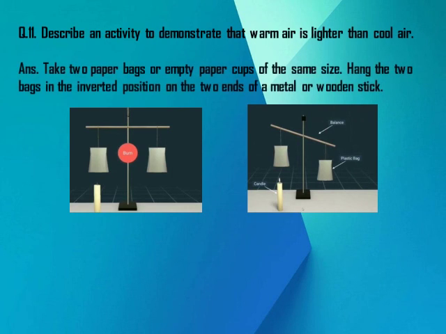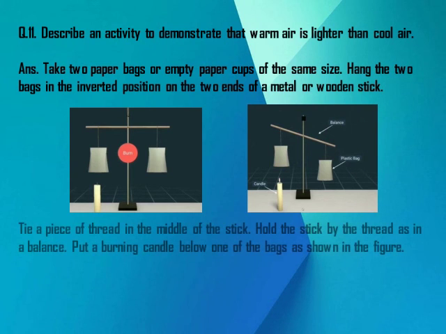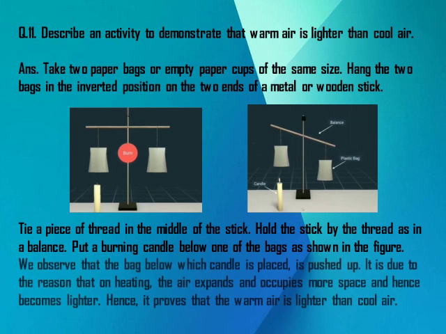Describe an activity to demonstrate that warm air is lighter than cold air. Take 2 paper bags or empty paper cups of the same size. Hang the 2 bags in the inverted position on the 2 ends of a metal or wooden stick. Tie a piece of thread in the middle of the stick. Hold the stick by the thread as in a balance. Put a burning candle below one of the bags as shown in the figure.